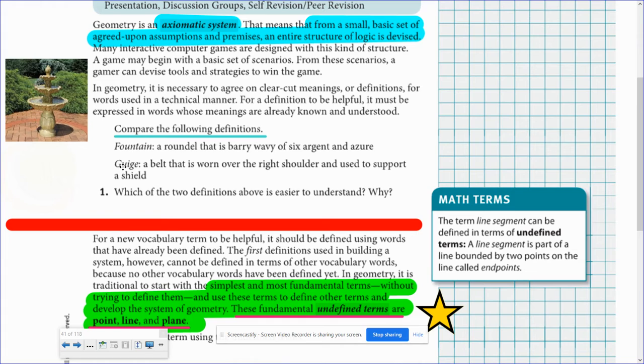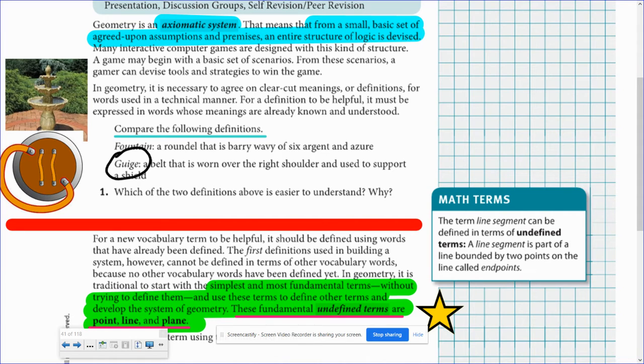Well, compare that to this word, a gauge, which I don't actually know what that is, but the definition says it's a belt that is worn over the right shoulder and used to support a shield. Something like this. Okay? So which of these is easier to understand? I would think that this, the gauge, I could figure out what that is based on the definition because I know what a shoulder is, I know that it's a belt, I know what a shield is. So based on some clues in the definition, I could figure out what they're talking about. That definition of a fountain, I would have no idea what they're talking about based on that.